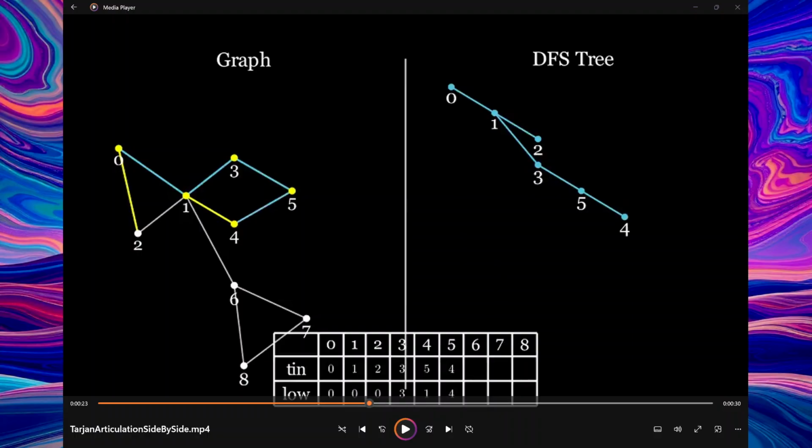See, if it were the case that G had a path to A, such as this, suddenly we know that B cannot possibly cut off G from the rest of the graph, and you can see that here, right? If we cut off B, we still have a path back to the rest of the graph.